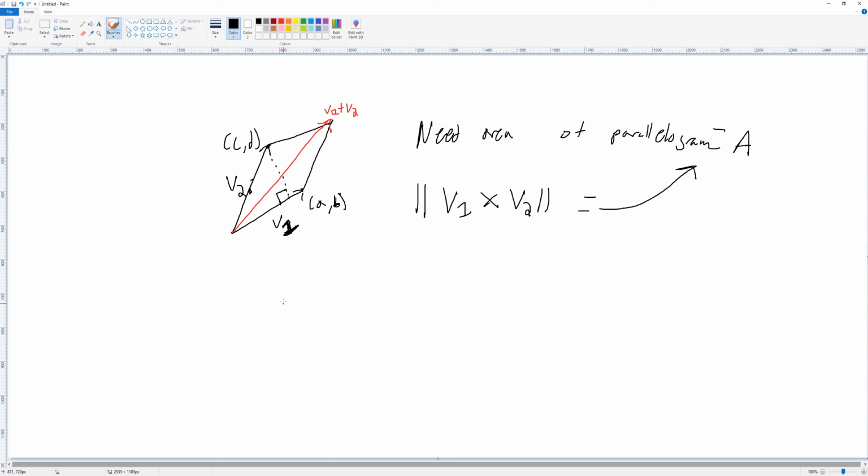So the way we're going to do that is we're first going to, and I'm going to erase this red because it's actually not relevant. It's just showing what that top vertex is. So I'm going to erase that.